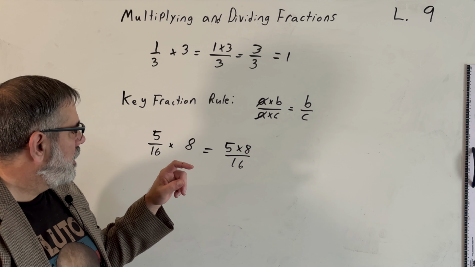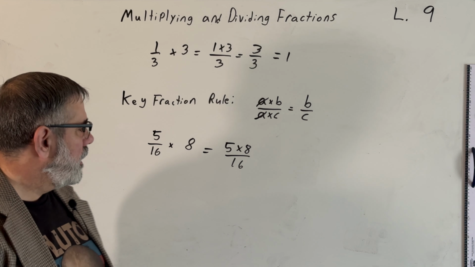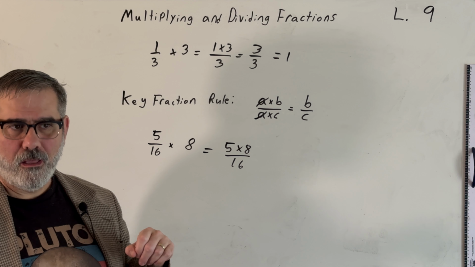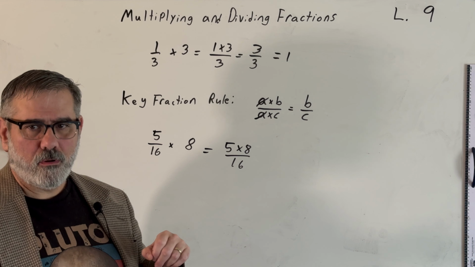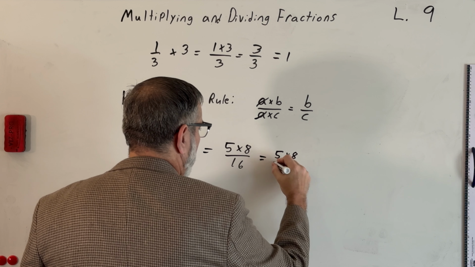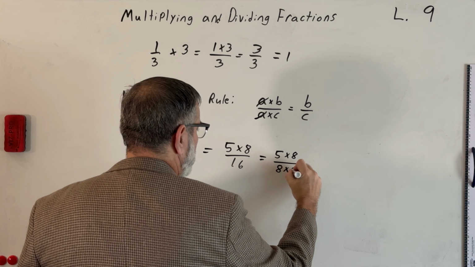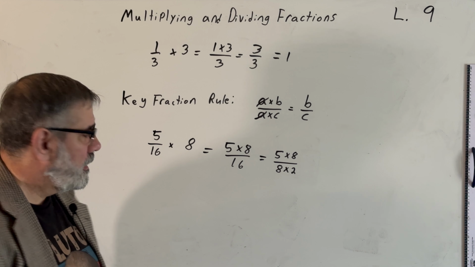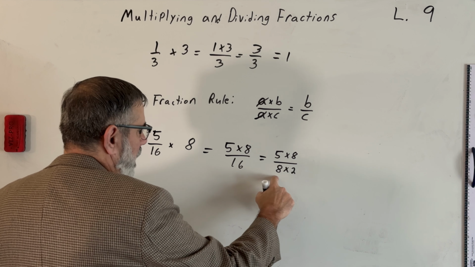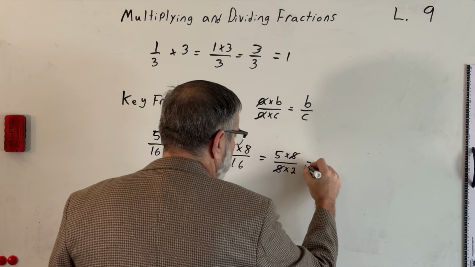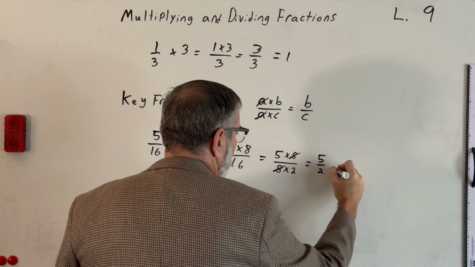So we want to try to minimize the work that we do, and so what we can do is observe here that 16 factors as 8 times 2. And if I were to simply rewrite this as 5 times 8 over 8 times 2, I can employ the key fraction rule to simplify this dramatically. I can see the 8 up in the numerator and the 8 in the denominator. These will cancel. And I'm left with just 5/2, which is a mixed number.